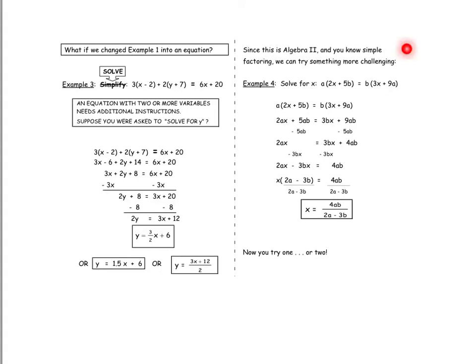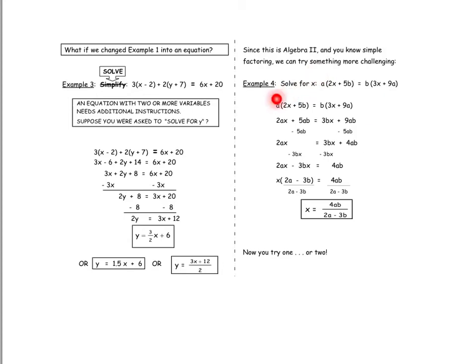Since in Algebra 2, as opposed to Algebra 1, you're doing a lot of review and simple factoring is something you already know, I wanted to show you one more solve problem that's a little bit unusual. So I wrote example number 4. Take a second to check it out. It's an equation because there's an equal sign in the middle. There are 3 variables, a, b, and x, so I had to choose one to solve for, and I chose x. So here we are.